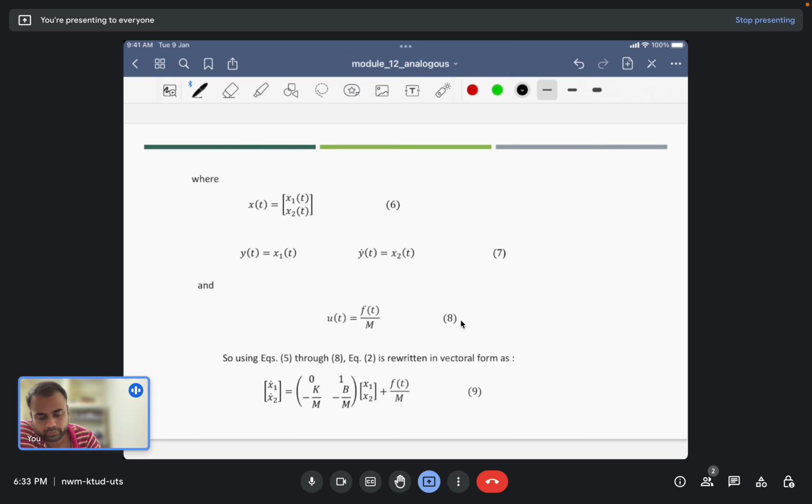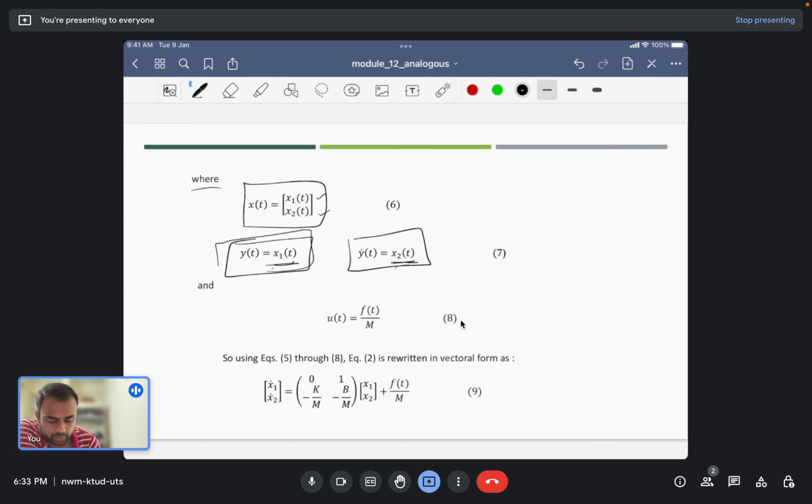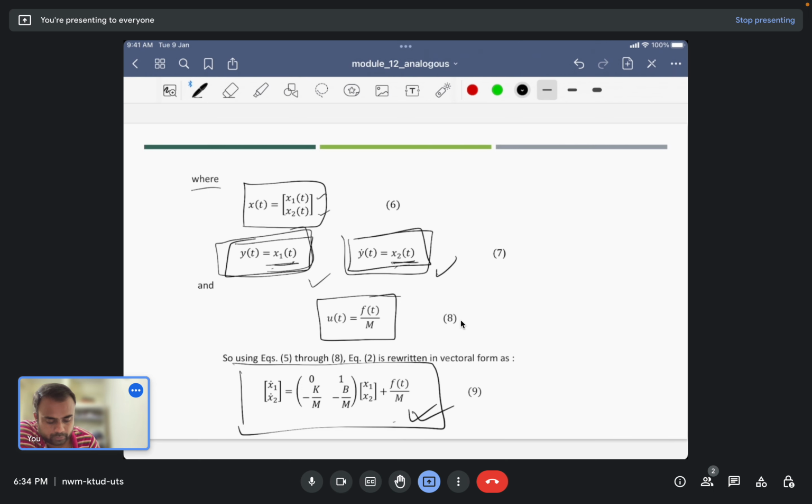So here they have tried to solve this with x component in two directions, that is x1 and x2, where y of t is equal to x1 and y dot t is equal to x2. Sorry, this is the 0th order and this is the first order. So the u of t function can be written as f of t by m. So finally we can write in this matrix format the given differential equation for y t and y dot t.